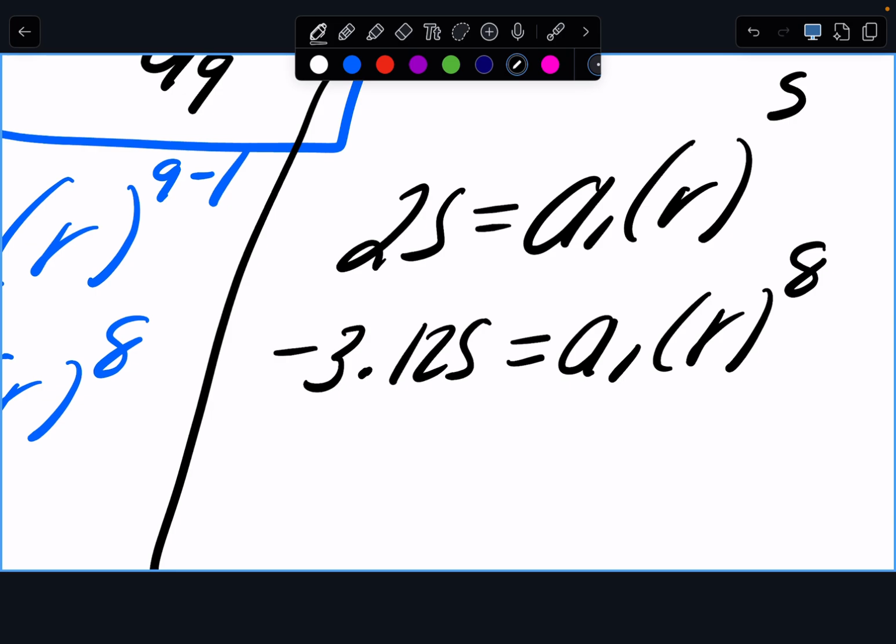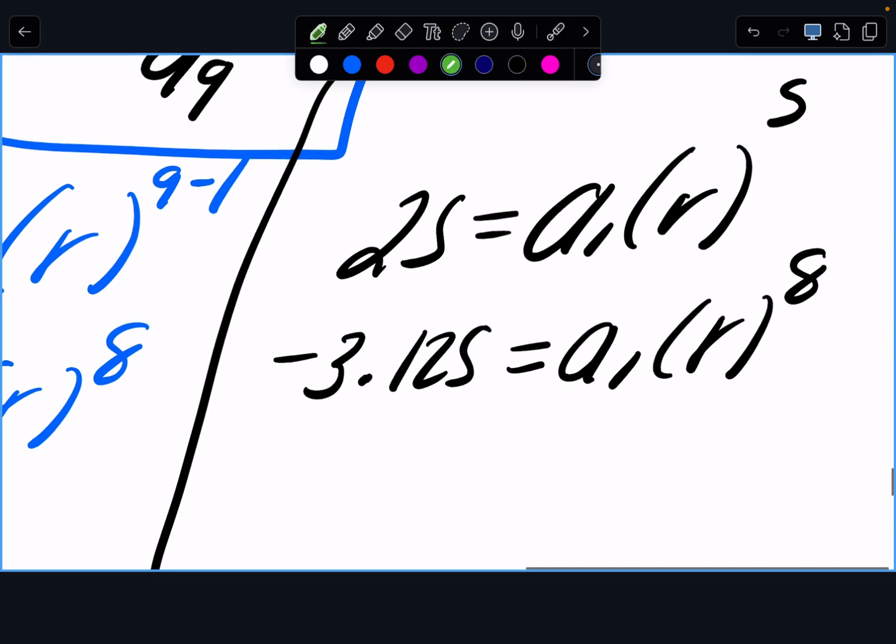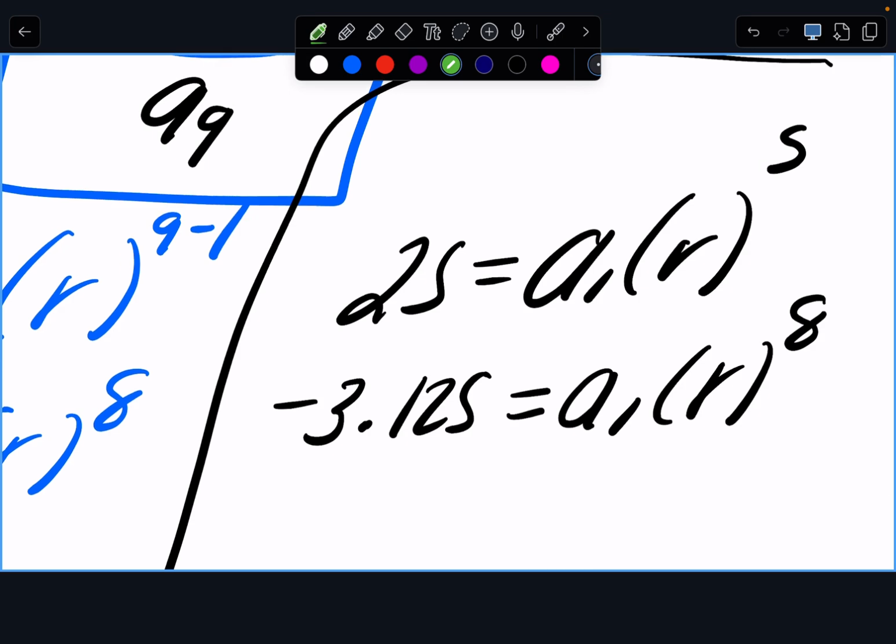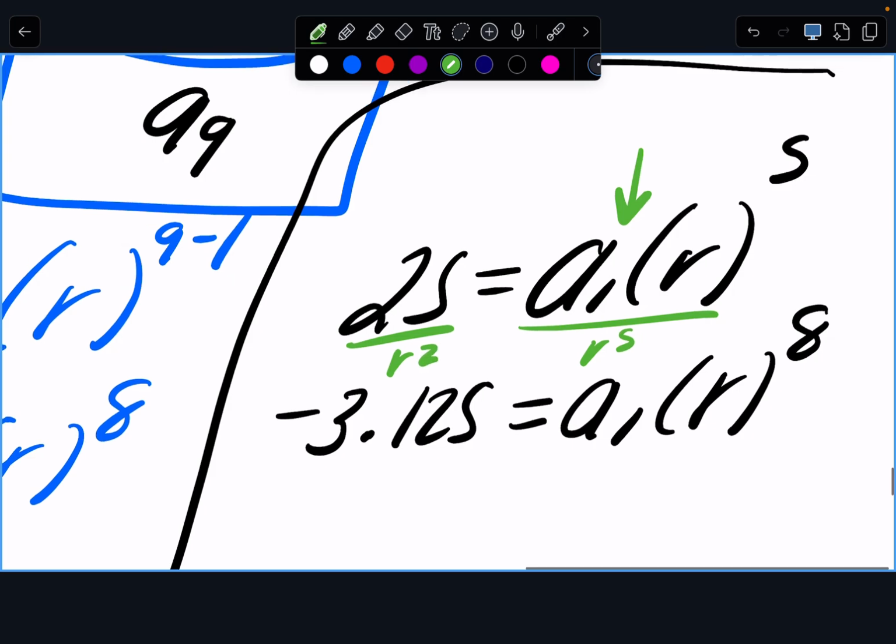Want to know what's cool? Well, let's just use what we know. Math is math. Can we get a sub 1 alone and plug it in? Let's use not elimination, let's use substitution. Solve for this a sub 1. What would we do? Divide by r to the 5th.